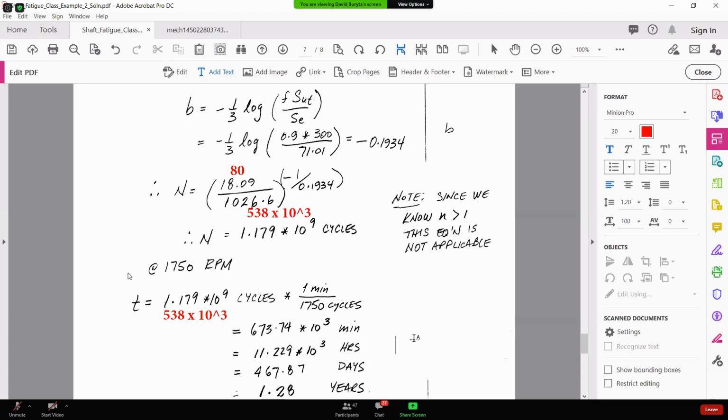So if I take the 538 and divide it by the 1750, I get 307.4 minutes. Not very long, right? Divide that by 60, I get about 5.123 hours. Now, are you going to design something that's only going to last 5 hours?